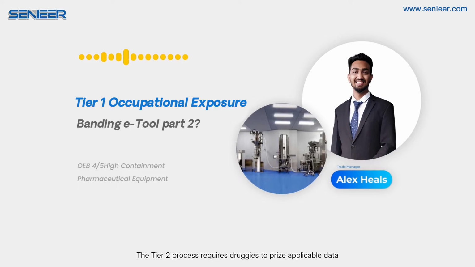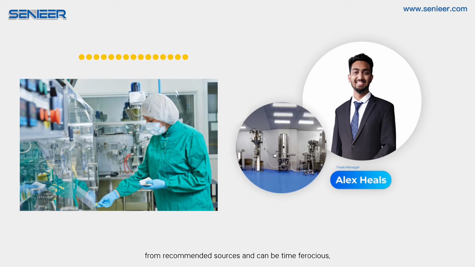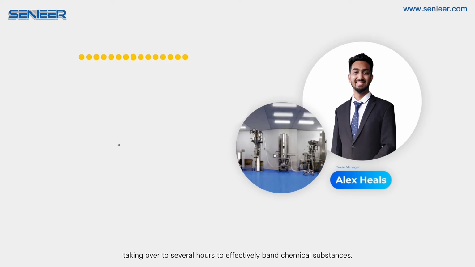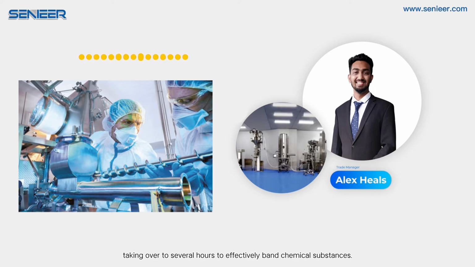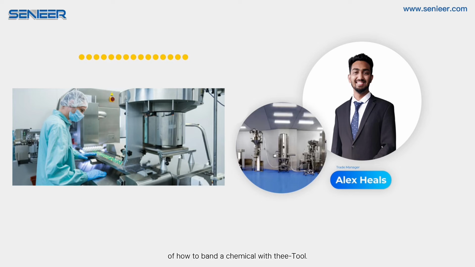The Tier 2 process requires gathering applicable data from recommended sources and can be time consuming, taking over several hours to effectively band chemical substances. For further information about the Tier 2 process, see the Tier 2 overview for industries and an example of how to band a chemical with the tool.